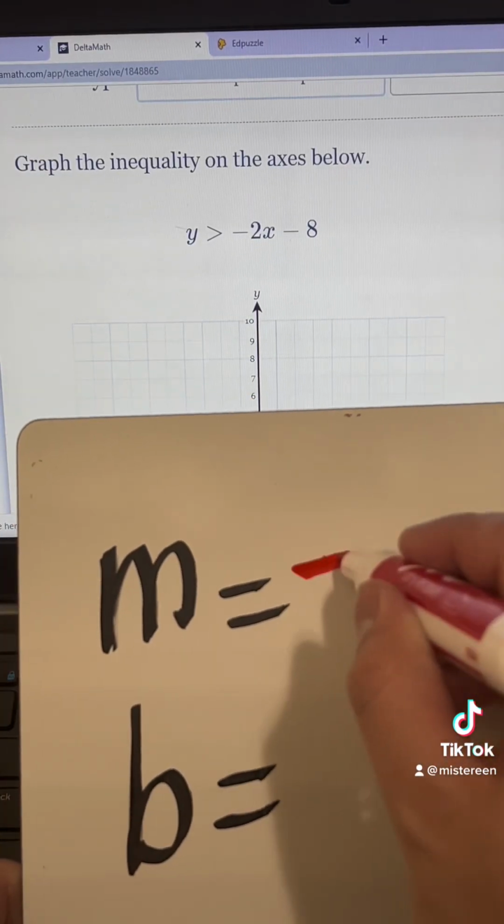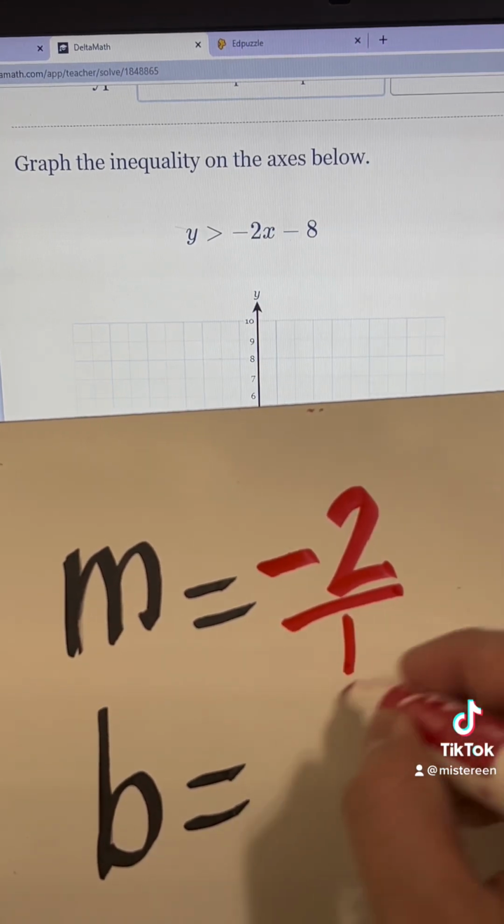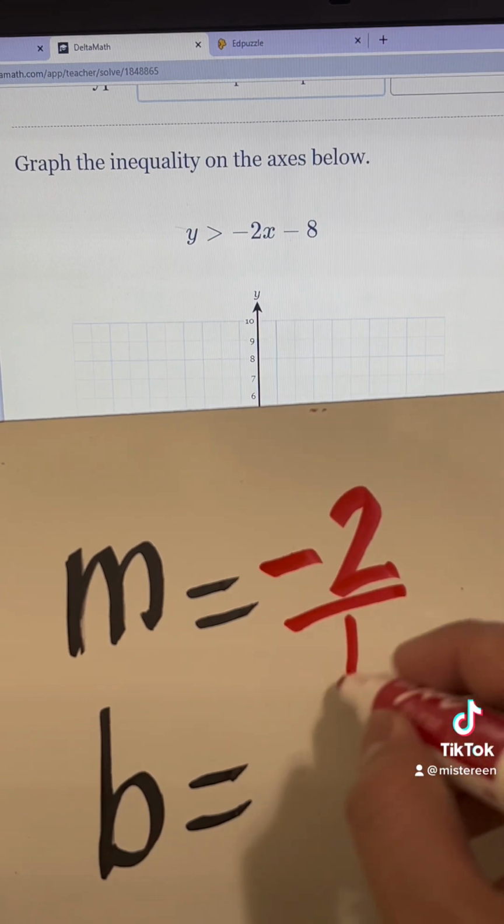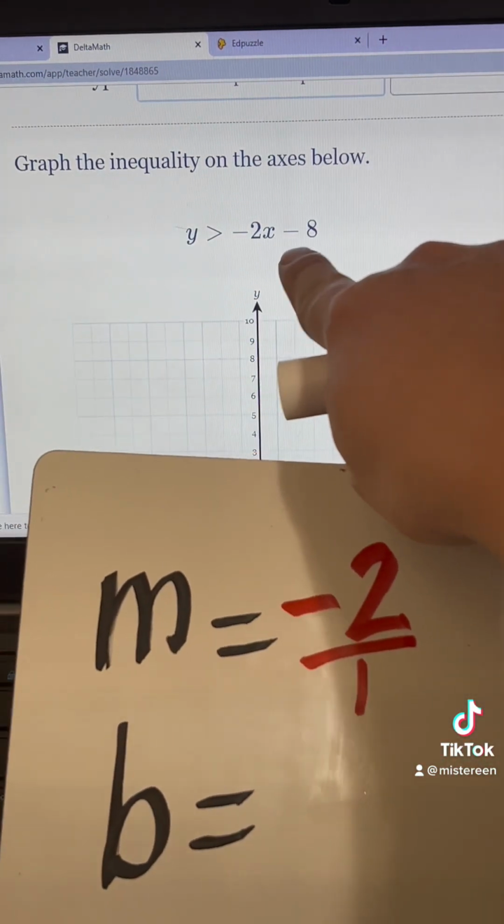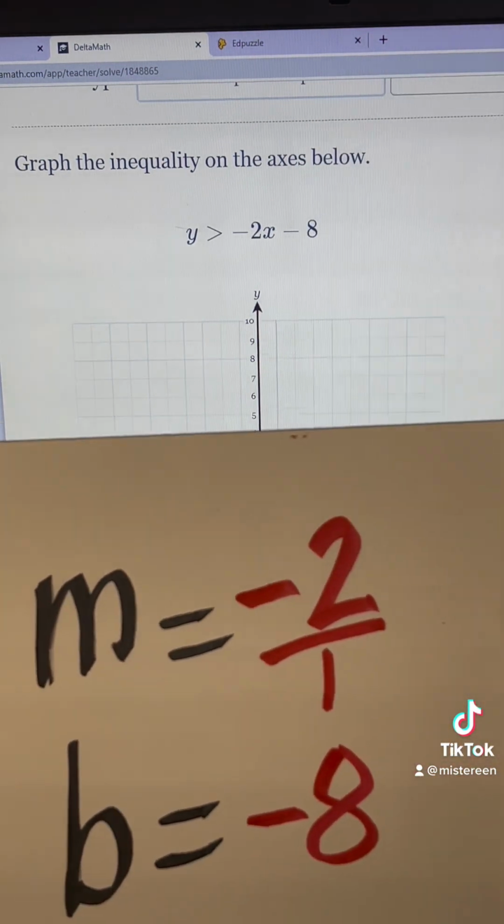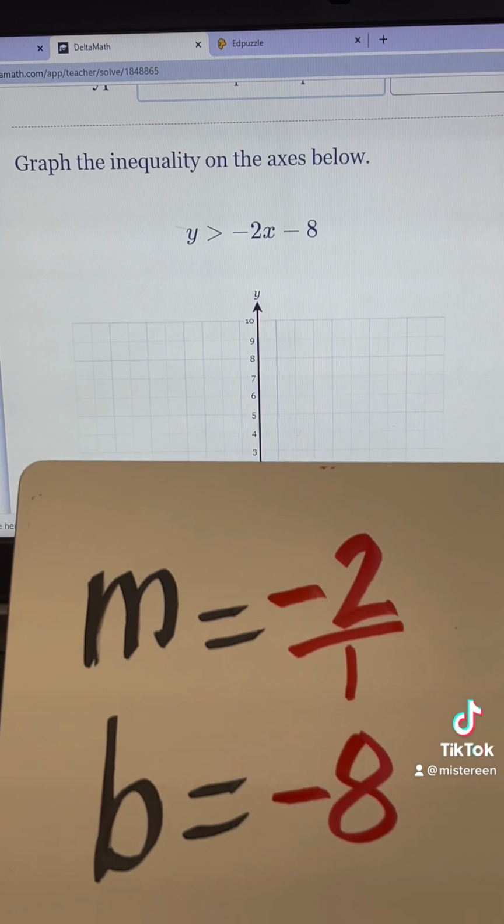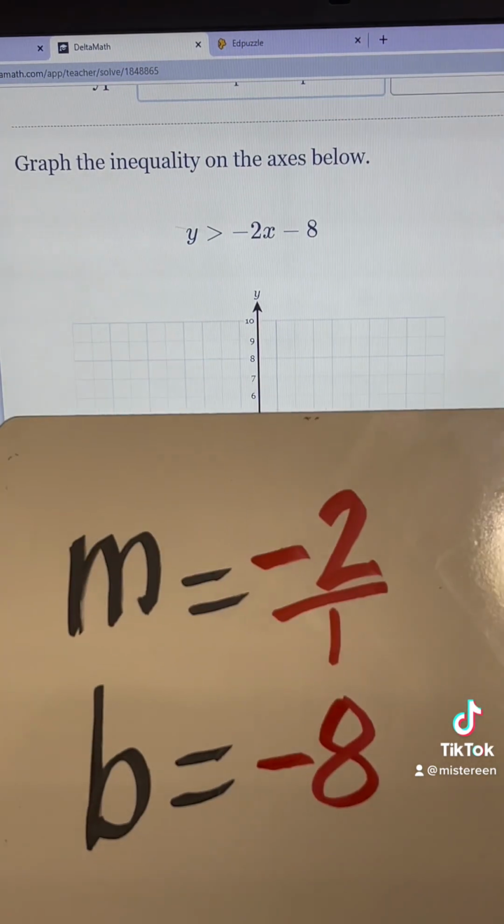So our m is negative 2, and we make it over 1 so we know the run. This is our rise, and this is our run. Our b is negative 8. Take note, the negative in front must be included, so our y-intercept is negative 8. Step 1 is to know m and b so that we can graph the line. So we now graph the line using m and b.